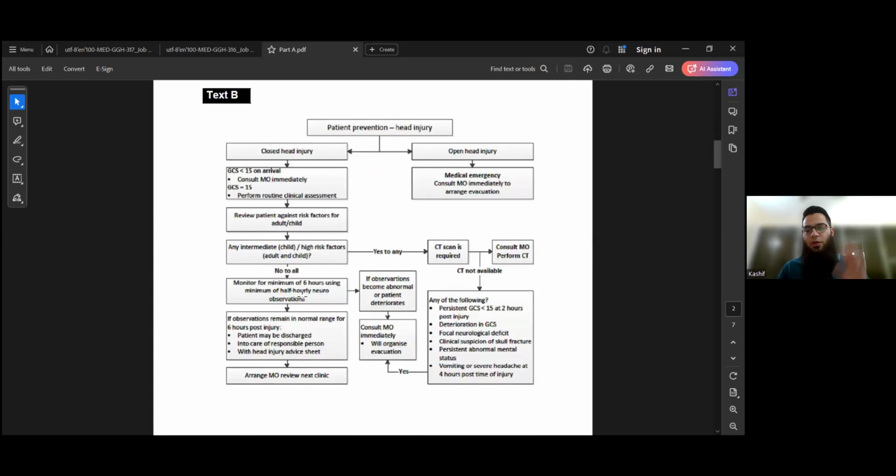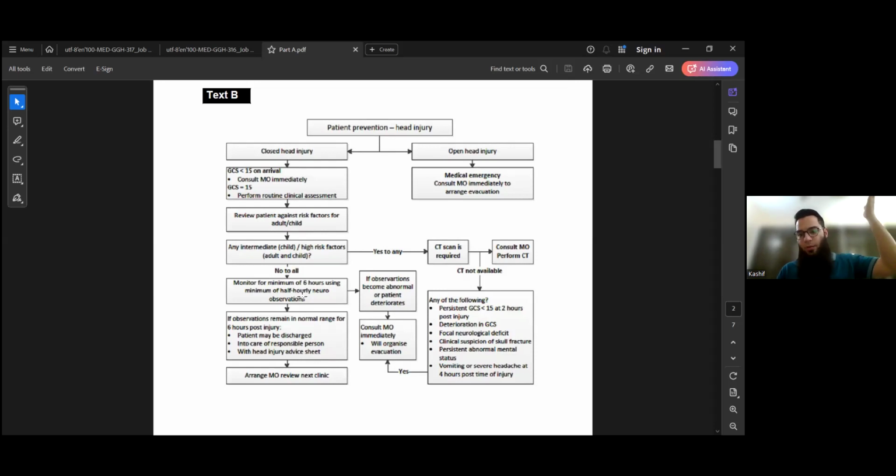What you have to do if the GCS is low on arrival: perform routine clinical assessment, then again review. Then you have to see if there is any risk factor, then go for CT. If there is no risk factor, then retain the patient for 6 hours. If there is no deterioration, then the patient can be discharged and should be reviewed at the next clinic. But if after 6 hours of monitoring the patient deteriorates, then what's next? Then consult the MO for immediate evacuation.